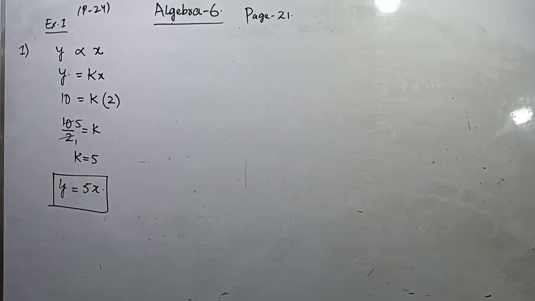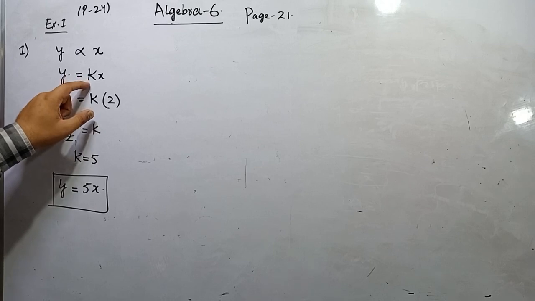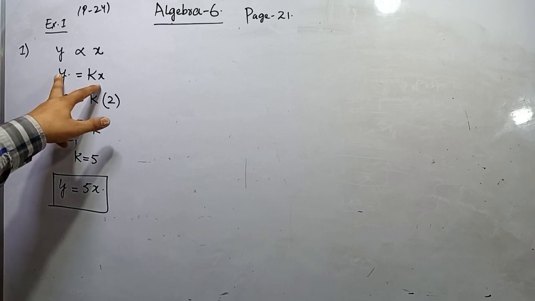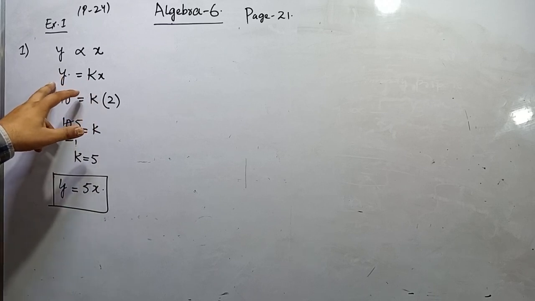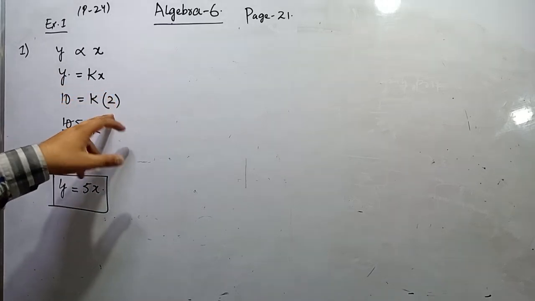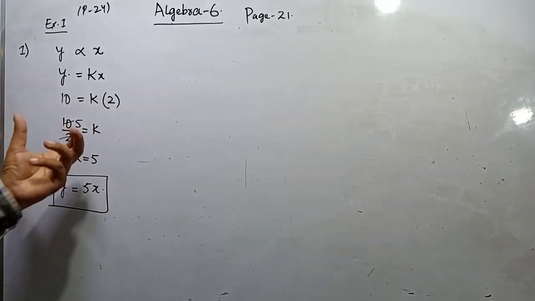So understand, in every question we need to first find the value of k. Then we will substitute the value of k here. There are two values, these are given. You can see the textbook, you can see the question. In the first line it is given y is equal to 10, x is equal to 2, and from those values, after doing the substitution, we are getting this.